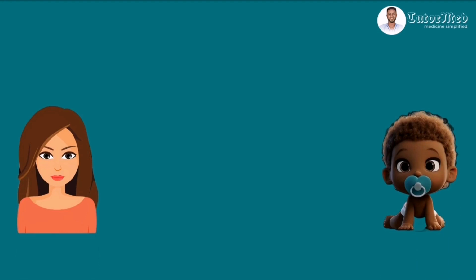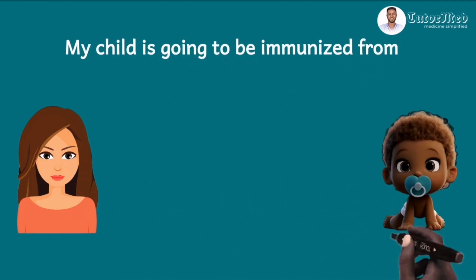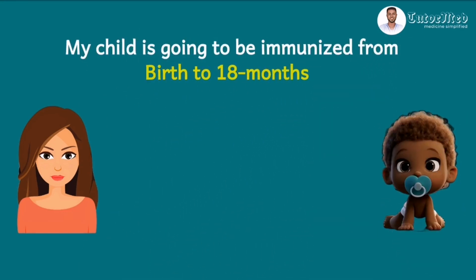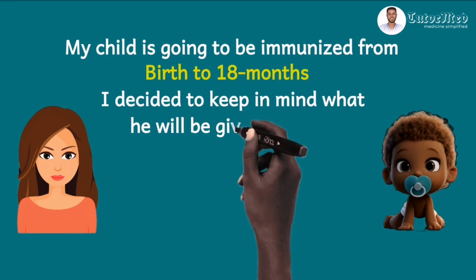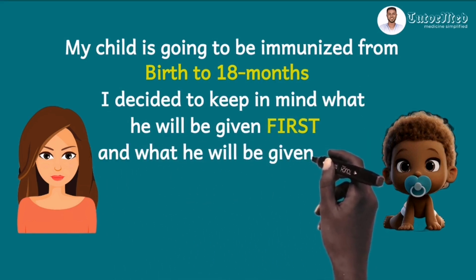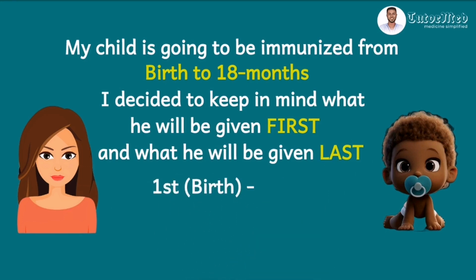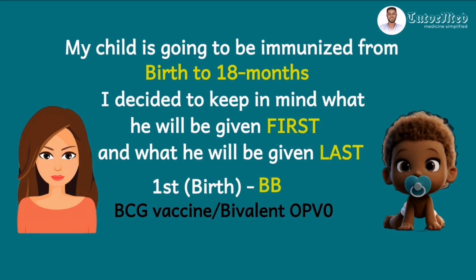Let's listen. She says, "My child is going to be immunized from birth to 18 months. And so I decided to keep in mind what he will be given first and what he will be given last." So what he will be given first is at birth, and I realized it was BB. And so here, the B stands for BCG vaccine, which is given for TB, and then the bivalent oral polio vaccine, which is given for poliomyelitis. Now, the 0 there signifies that it is the first polio vaccine which is given, and so OPV 0.